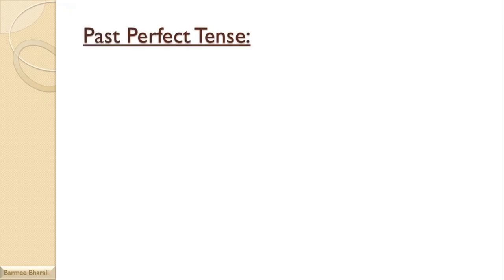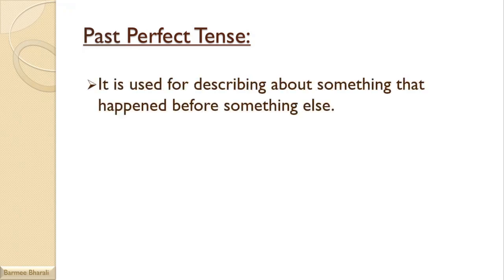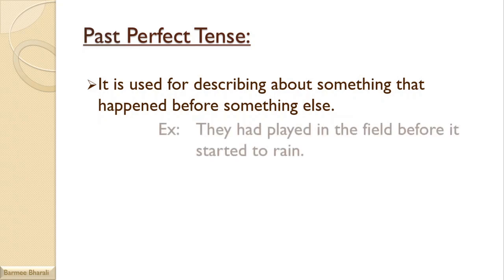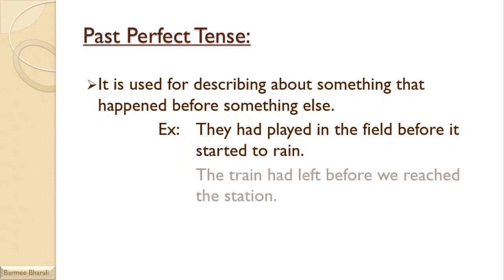Now let's learn about past perfect tense. It is used for describing something that happened before something else. For example, they had played in the field before it started to rain. The train had left before we reached the station.